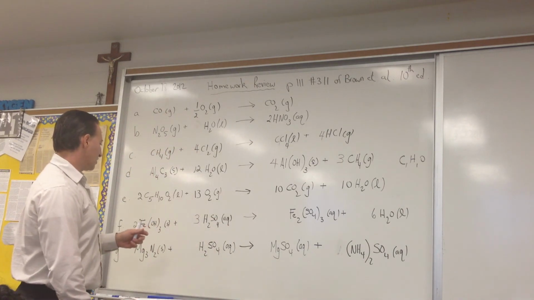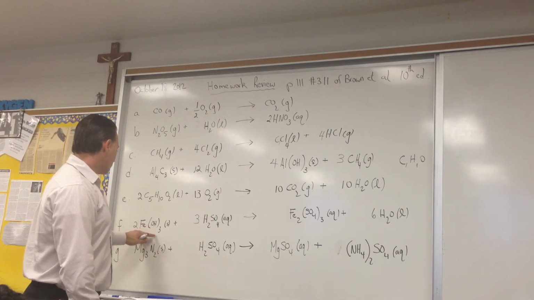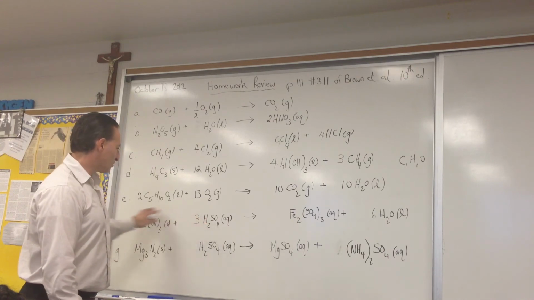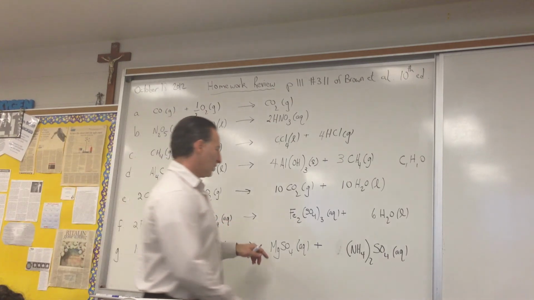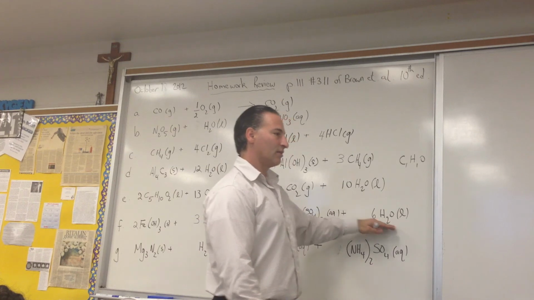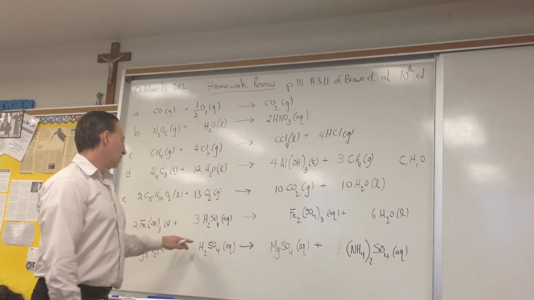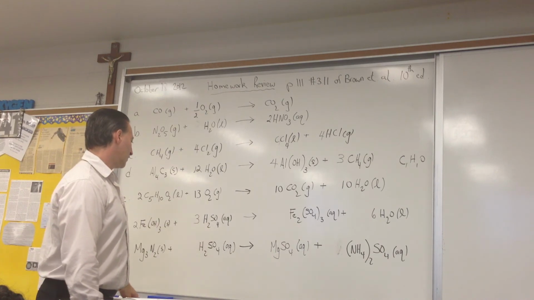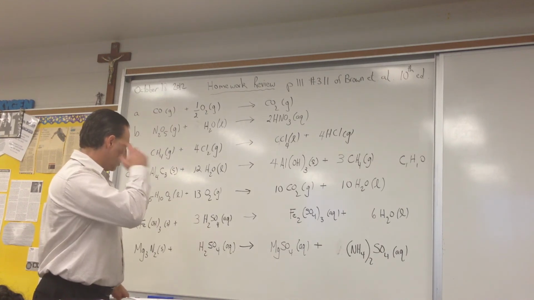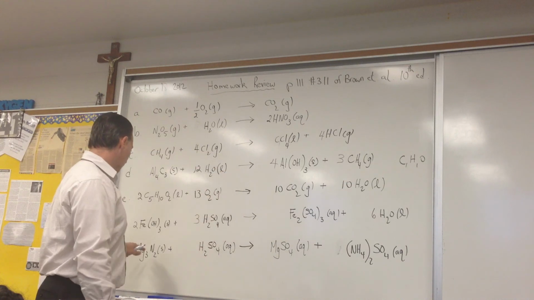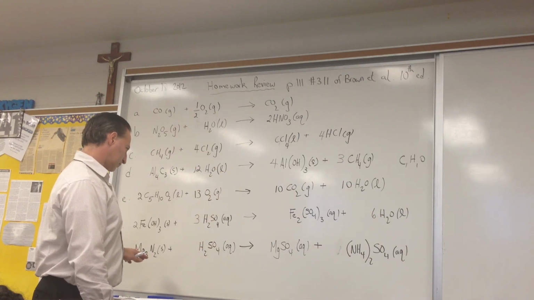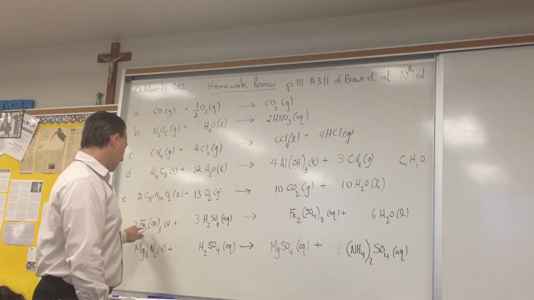Now let's look at the hydrogens. We have 6 hydrogens here, 6 hydrogens here, that's 12 hydrogens on the left, and 12 hydrogens on the right, so it works out. And for the oxygens, we have 6 plus, we took care of the sulfates, so we don't have to worry about that.